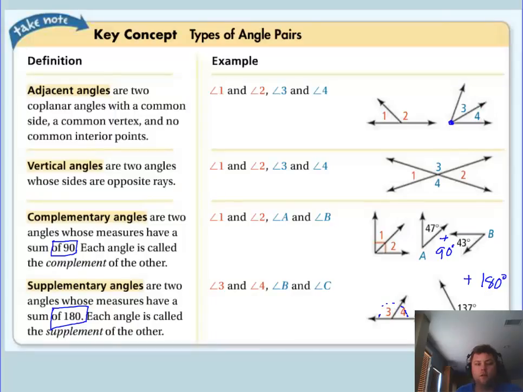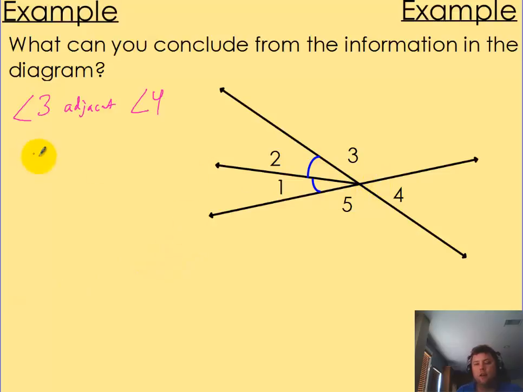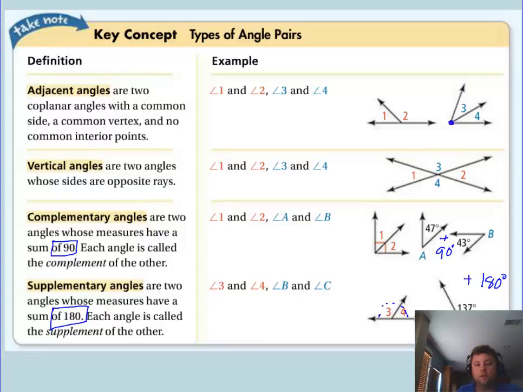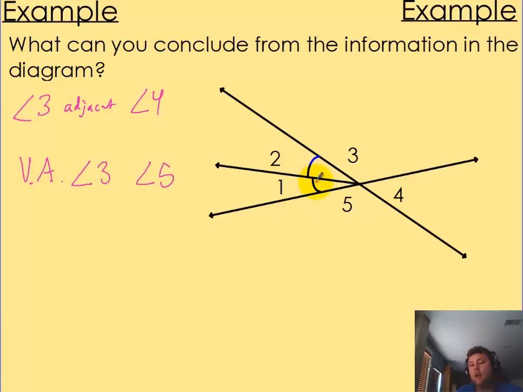What else can we conclude? Vertical angles. Do we know any vertical angles in this case? Yeah, so we can go with vertical angles, which I'm going to abbreviate VA. Angle 3 and angle 5 are vertical. What else can we conclude here? Complementary and supplementary angles? I don't know those because I don't have any information about that. I do know that angle 2 and angle 1 both have one arc, so I can say angle 1 is congruent to angle 2. That's information I could use. What else? I think that's it. There's probably some more. Why don't you try that out and come back to class? And we're done.